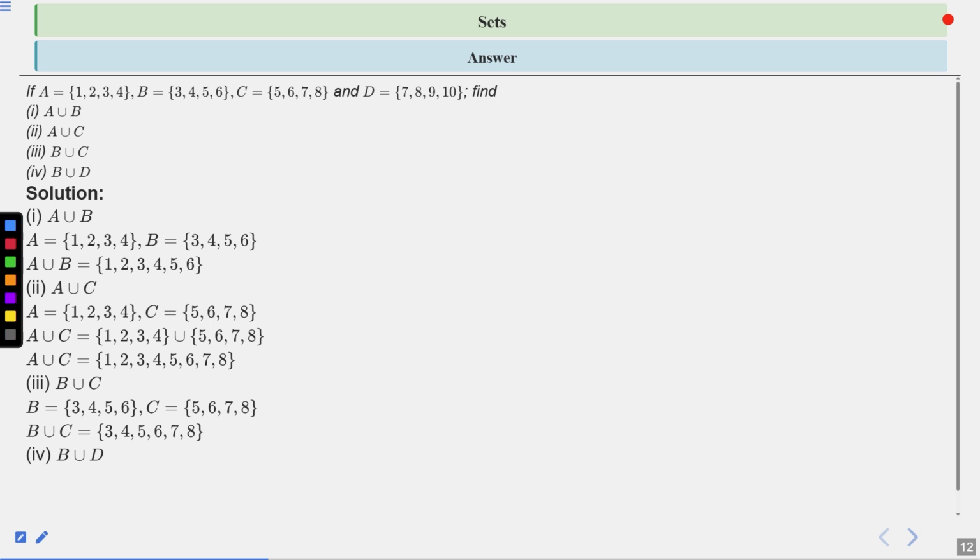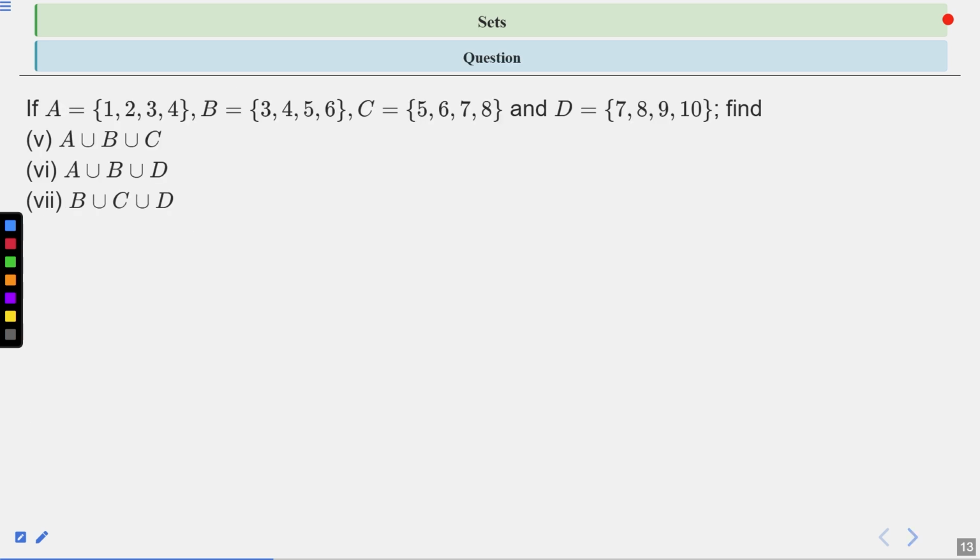Now B union D. B is given with 4 elements 3, 4, 5, 6. D is given with 4 elements 7, 8, 9, 10. In B union D, we will have 8 elements: 3, 4, 5, 6, 7, 8, 9, 10. Clear? So I hope these 4 solutions are clear to you. Moving on to the next.